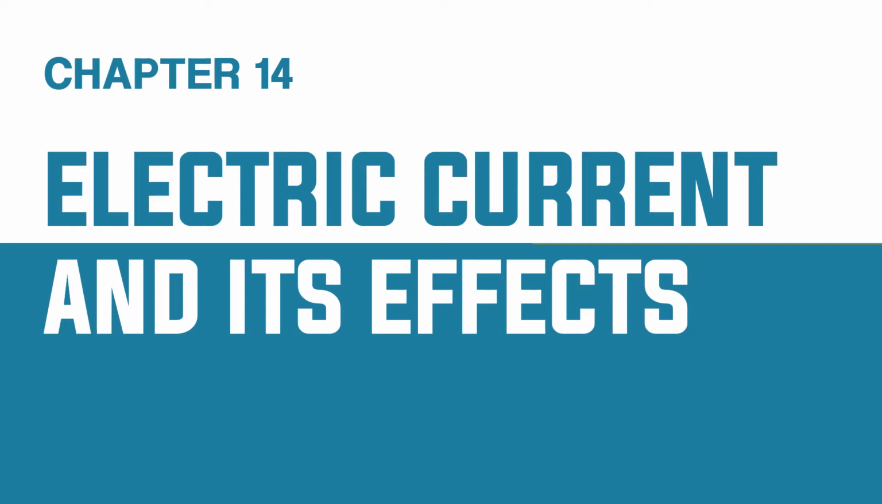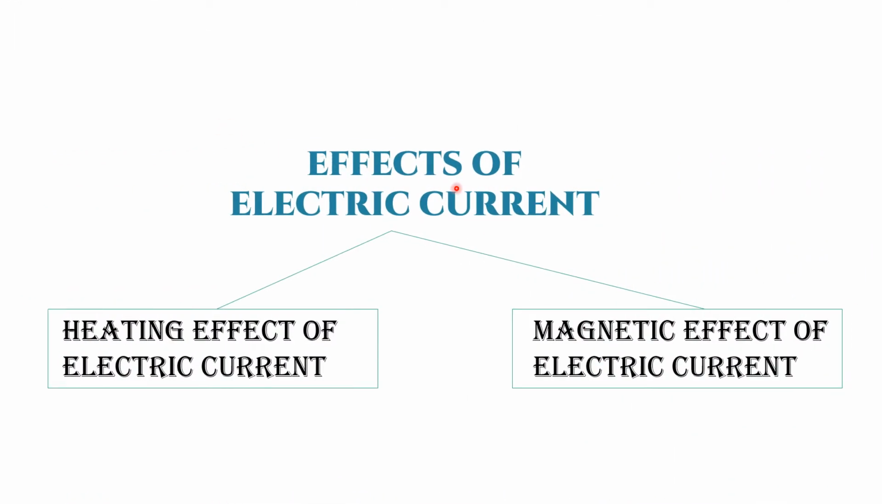In the last class, we studied one of the effects of electric current, that is heating effect of electric current and its applications. And today we are going to study magnetic effect of electric current. Effects of electric current: two kinds of effects are there, heating effect of electric current and magnetic effect of electric current. Heating effect of electric current that we already discussed in the last class.